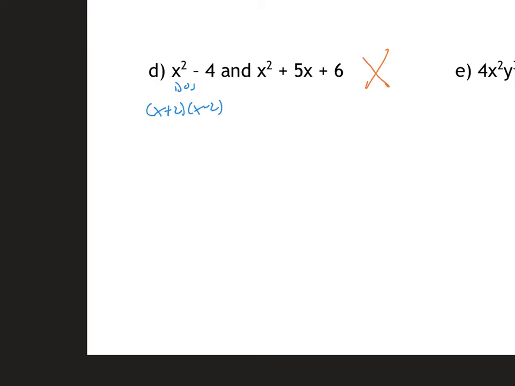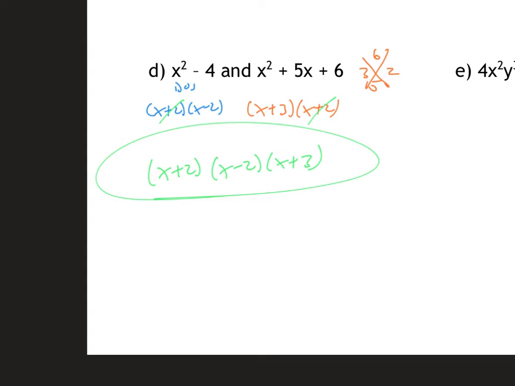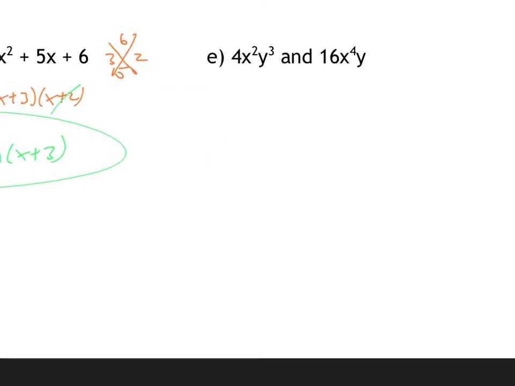This one over here, what factors of 6 give you 5? So 3 and 2, so x plus 3 and x plus 2. So my least common multiple here is x plus 2, x minus 2, and x plus 3. Cool? So factor everything, take a look at what you got, and only write it once.